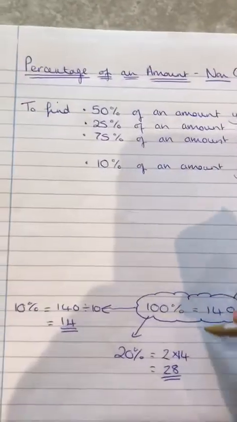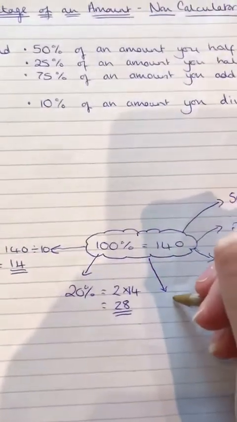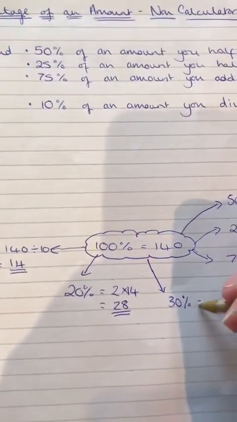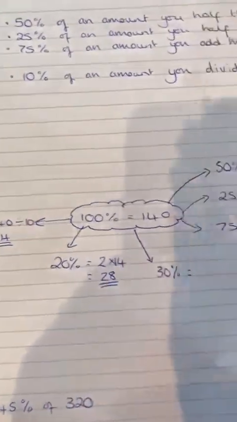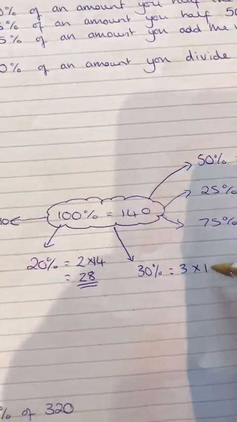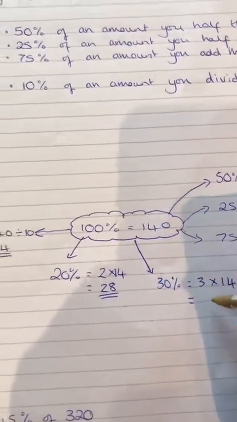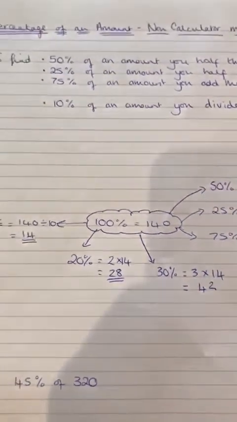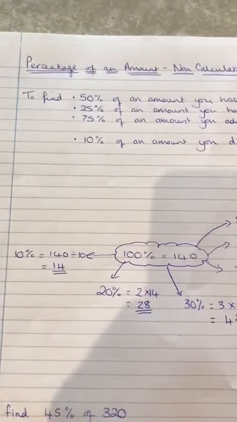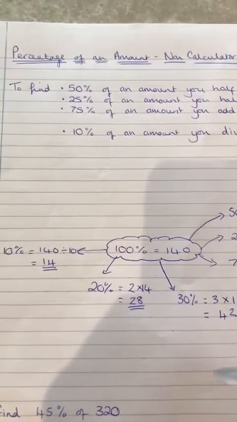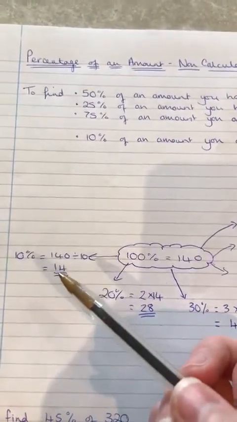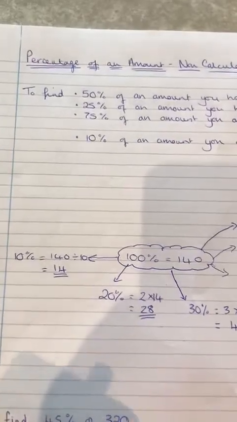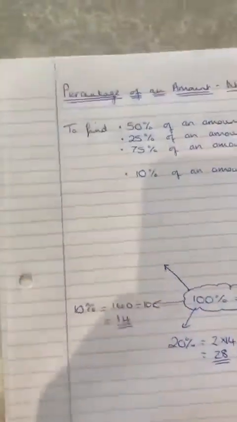Okay, again, I could keep going. If I was asked what 30% is worth, again, 30 is just 3 lots of my 10%, so I need 3 lots of the 14. So I do 3 times 14, which is 42. And so on. And you could do any multiple of 10 by using that strategy. So for example, if you needed 70%, that's obviously 7 lots of 10s, so you just do 7 lots of 14, for example.